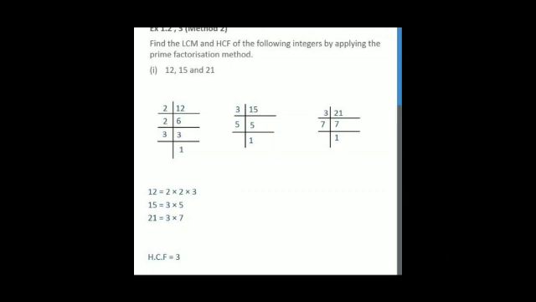Write the factors of 12, 15 and 21. It is very clear that only 3 is common in the three numbers 12, 15 and 21. So we don't need to find the highest, only one number is common. So the HCF of 12, 15 and 21 is equal to 3.